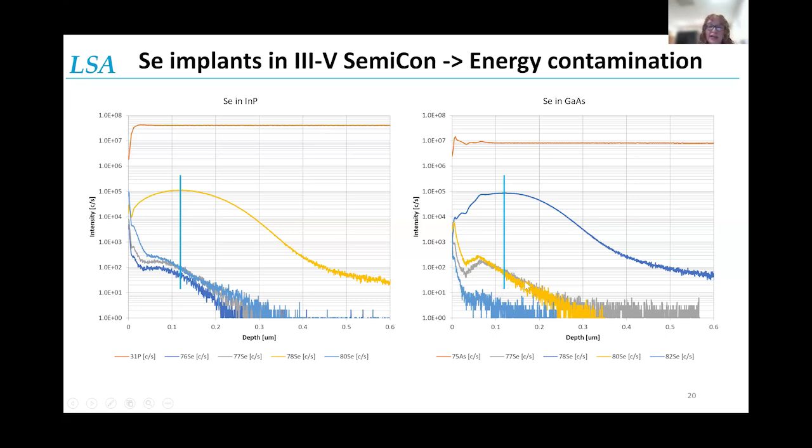But it's nice to know that they're there, and it's something that you find out when you prove that there's no mass contamination in an implant. You can then see if there's possible energy contamination.